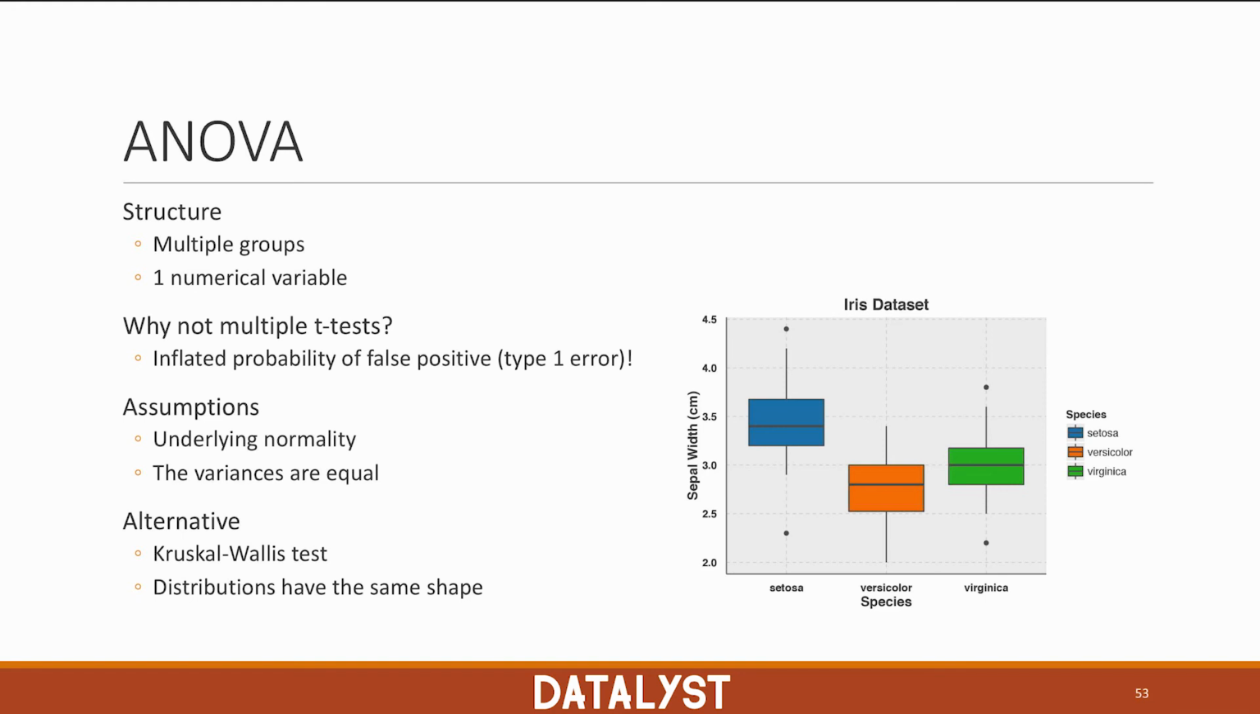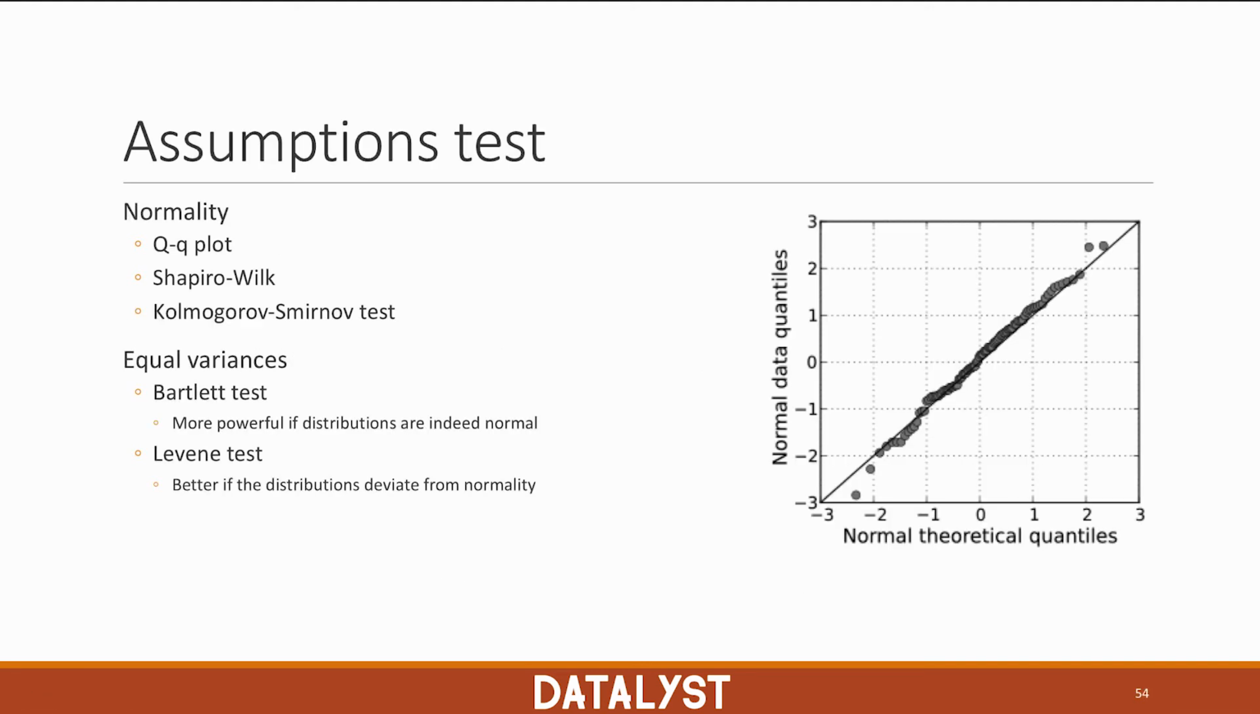So the assumptions behind ANOVA are like a generalization of the assumptions of the t-test. We assume the underlying normality of the population and that the variances are equal. If the assumptions are not being met, then we can use a Kruskal-Wallis test that, much like the non-parametric alternative for the t-test, assumes that the distributions have the same shape. And talking about assumptions about the t-test and ANOVA, how can you test for these assumptions?